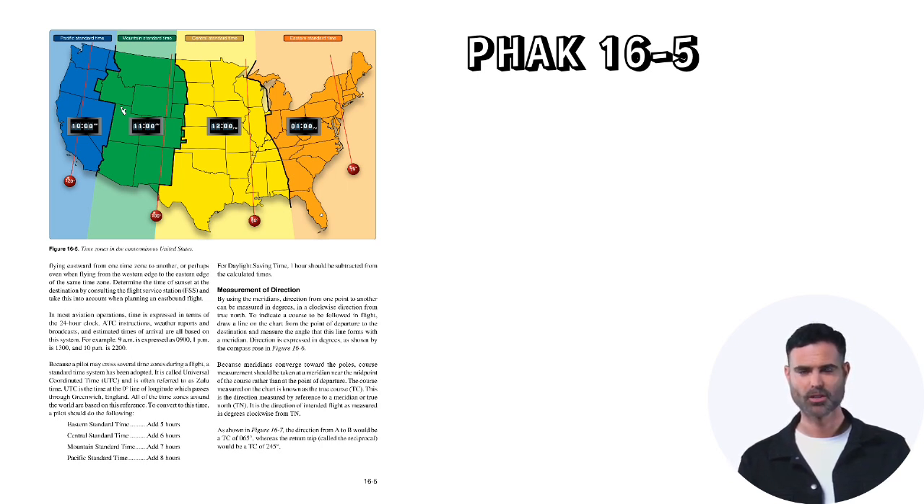The course measured on the chart is known as the true course, TC. This is the direction measured by reference to a meridian or true north, TN. It is the direction of intended flight, as measured in degrees clockwise from TN. As shown in Figure 16.7, the direction from A to B would be a TC of 065 degrees, whereas the return trip, called the reciprocal, would be a TC of 245 degrees.